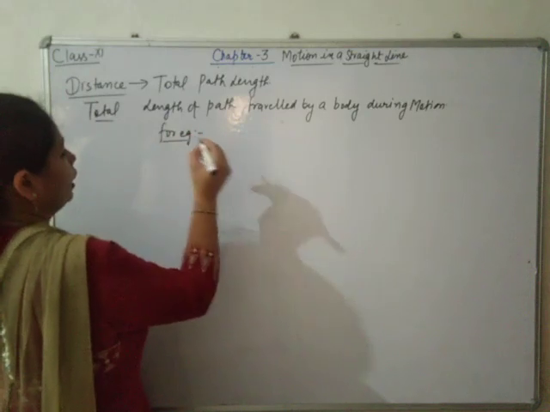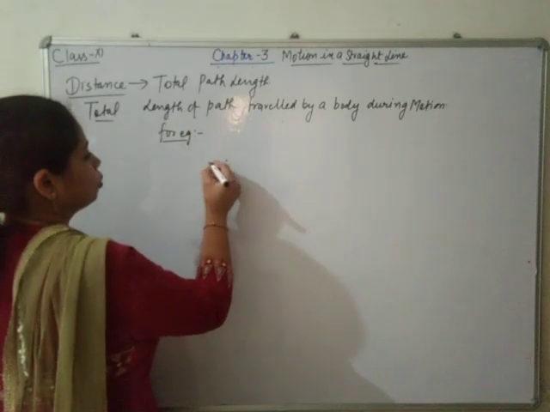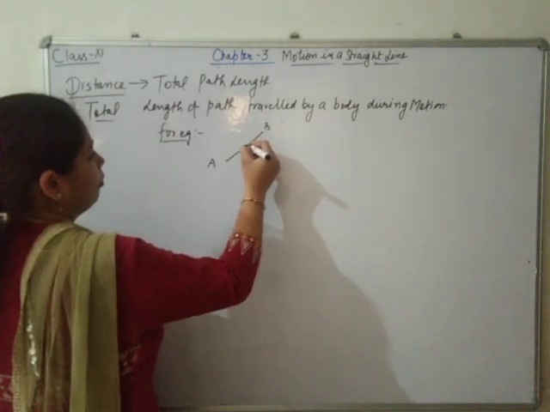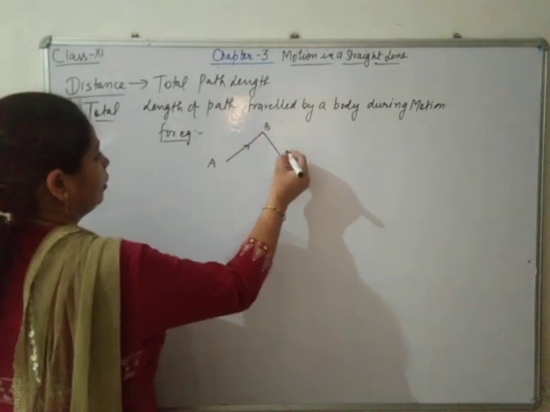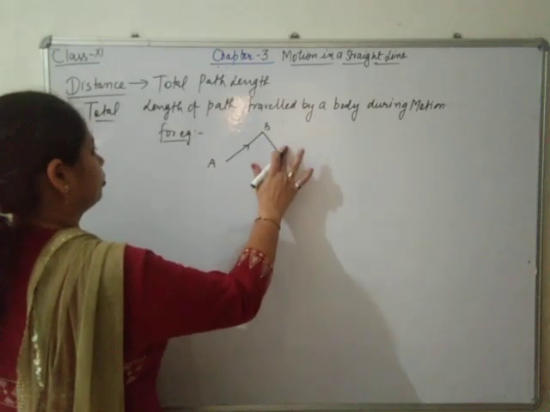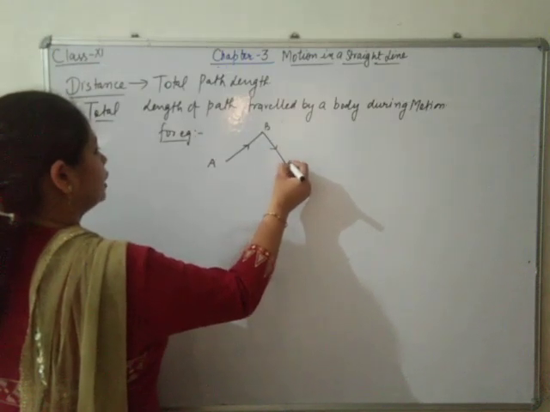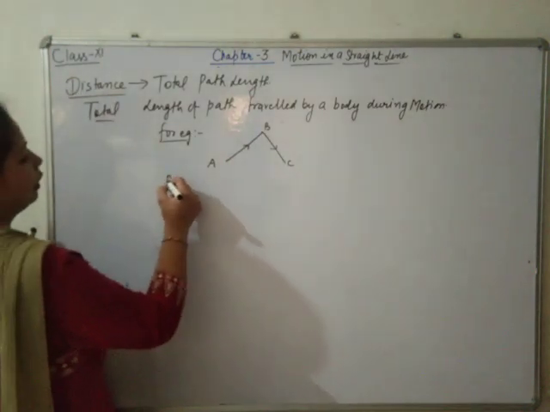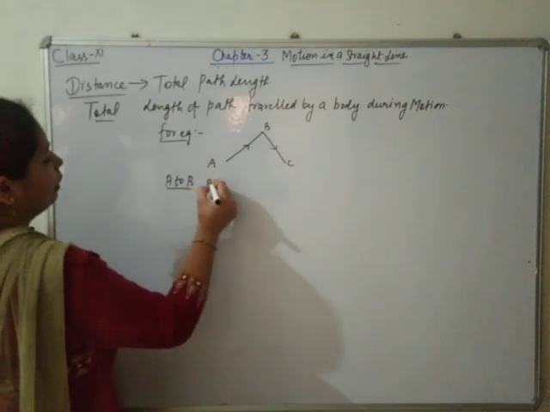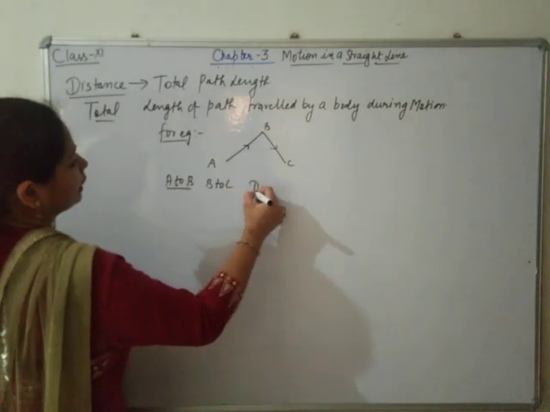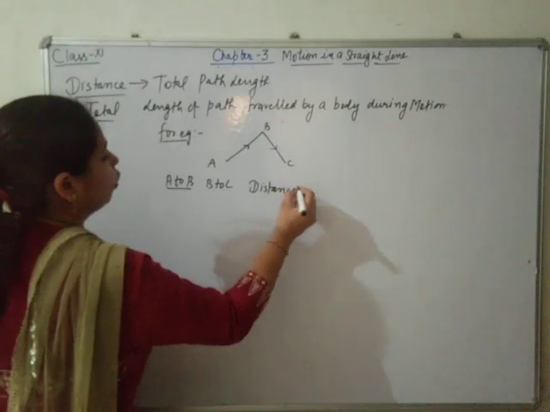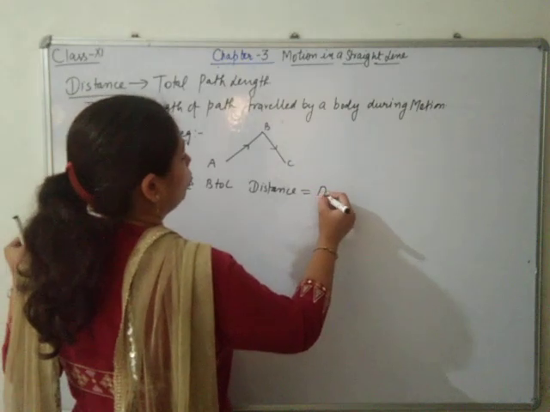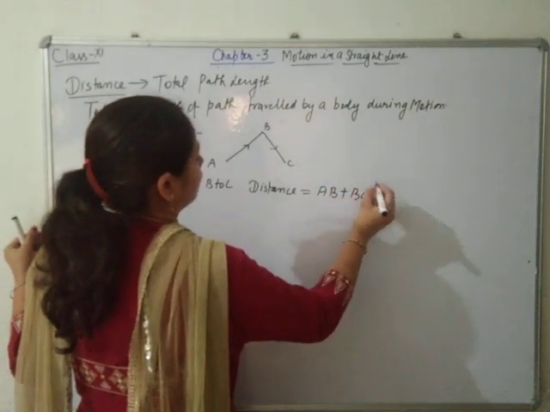when a body that moves starts its motion from point A, reaches point B, from A to B, then B to C. After covering certain distance, it reaches a point C. Then from A to B, then B to C, what will be the distance? Distance is total path length. Total path means what? That will be equal to AB plus BC.